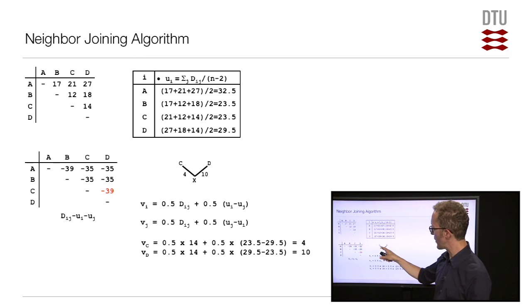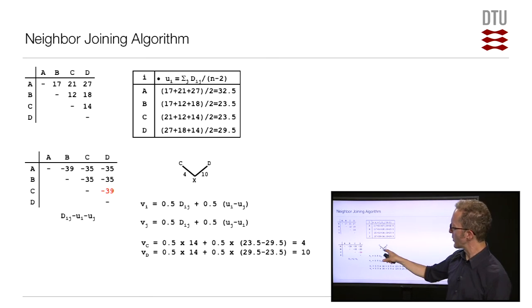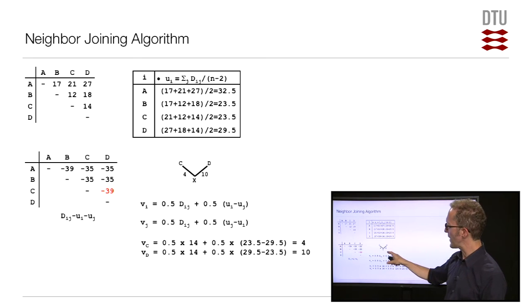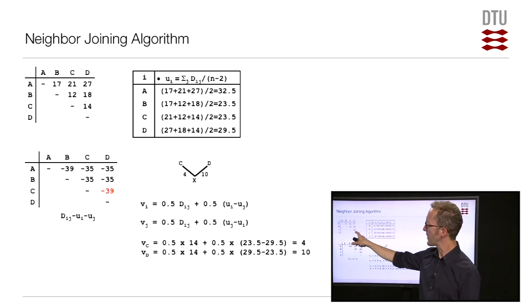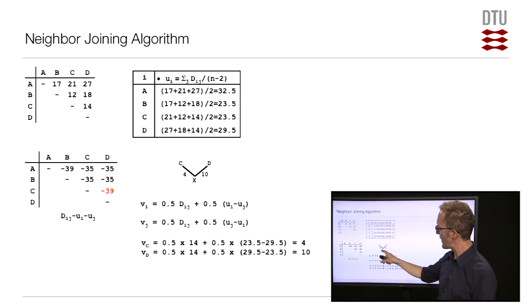So according to this formula, we have now combined C and D, connected them to a common ancestral node, and we've computed the branch lengths from that ancestral node up to them. You'll notice that the sum of the branch lengths in this case, 4 plus 10, is 14. That's the same as the observed distance between them. So in this case, the patristic distance between C and D matches the one we observed originally.